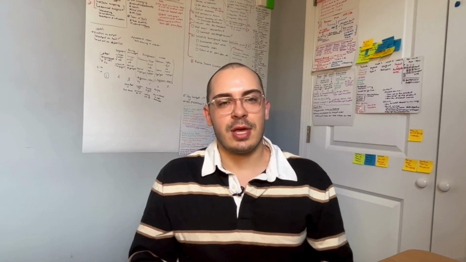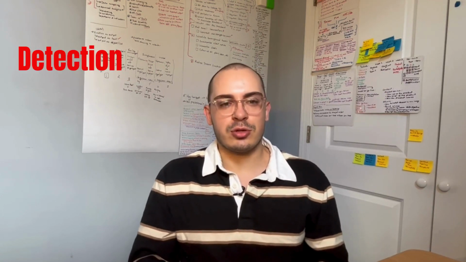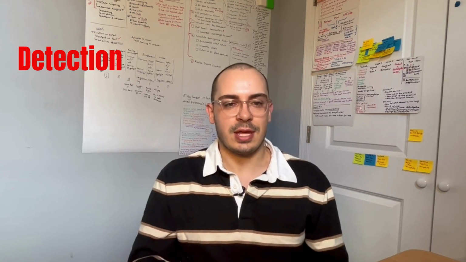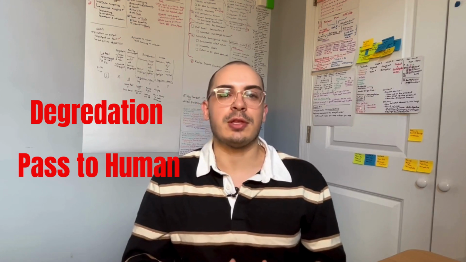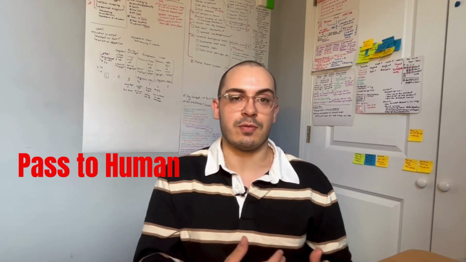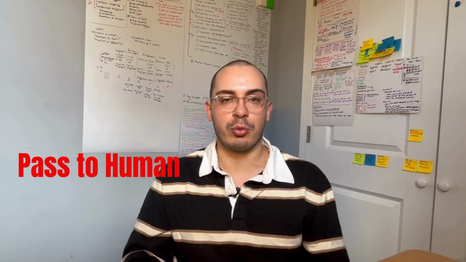Here's how it works. It starts with detection. AI monitors its own confidence in its answers. Once the degradation in that confidence begins to happen, it will let the human know. It will either ask for specific input or it will ask for an approval before moving ahead.